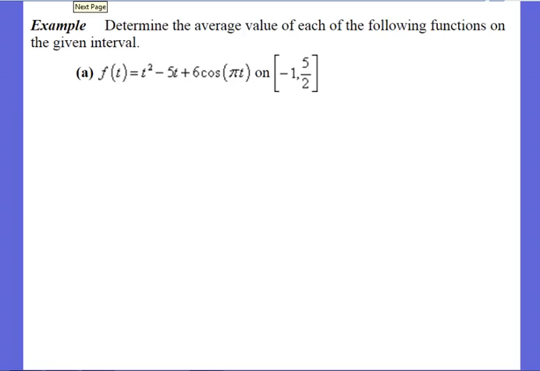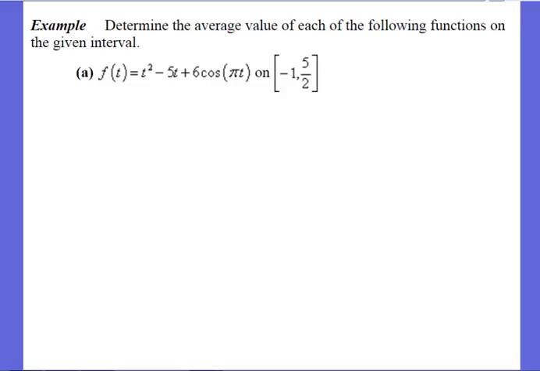So here we go. This is our first example. This should be very short today. Determine the average value of each of the following functions on the given interval. This is how they ask the question. Determine the average value. Now, nowhere in there does it mention anything about area under the curve or about taking an integral. But this is where you come in and say, oh, I know what we're doing.